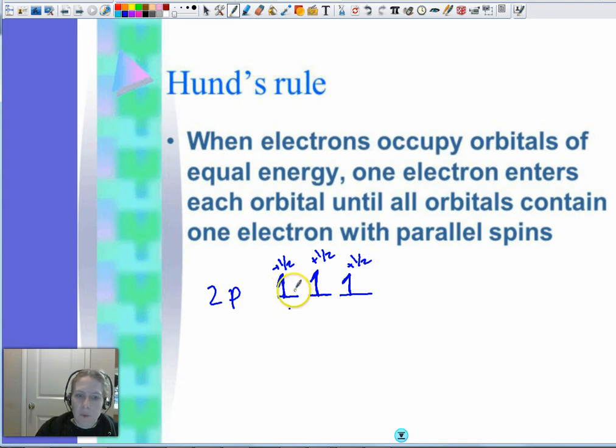Now, if I had one with 5 2p electrons, I'm going to start back over here, and now I'm going to fill in 2 more, putting 1 in each one. So this is now full, and this one is full, and we could have one more. And this is kind of the principle behind bonding.